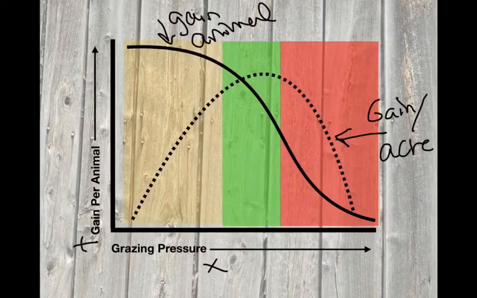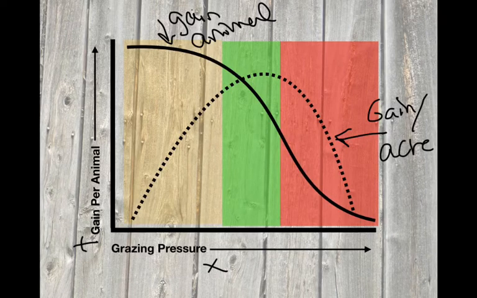What we see is that when we have a low grazing pressure, down here on the yellow side of the screen, our gain per acre is very low. However, the gain per animal is very high. Low grazing pressure means there's no competition for selection, and the animal is able to be very particular and pick and choose what it wants. That's how we would maximize the gain per animal. But are we best utilizing our forage?